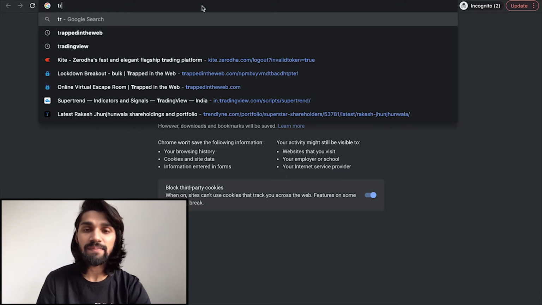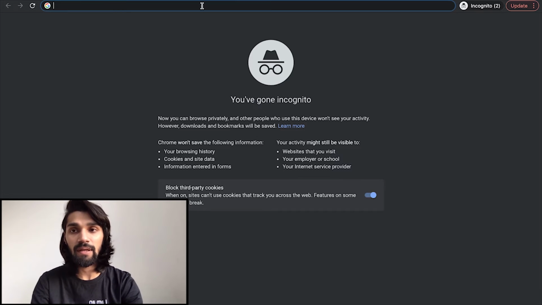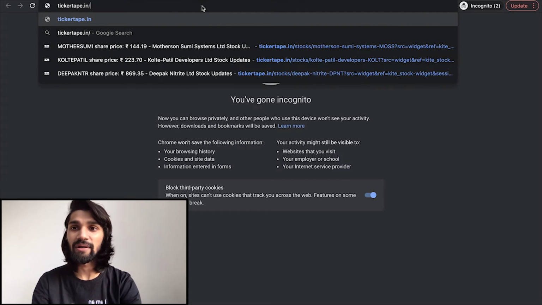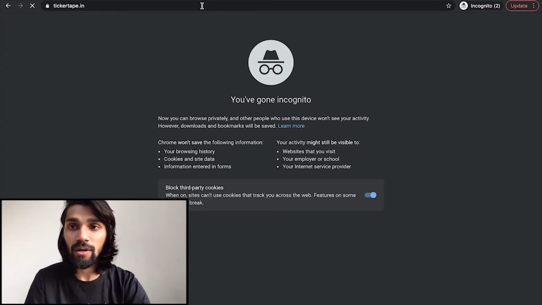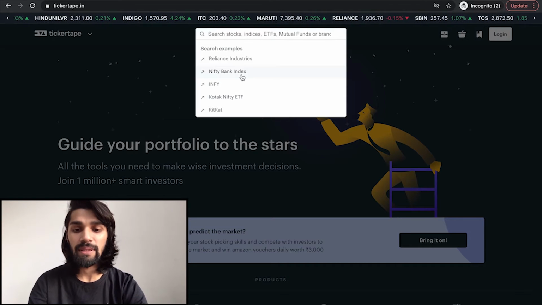If you want to check out the income statement of any company, you can go to Money Control. It's a very good website, but I prefer something called Tickertape. Tickertape is very user friendly according to me. So let's go to tickertape.com. Now let's search for a company, let's say Motherson Sumi.